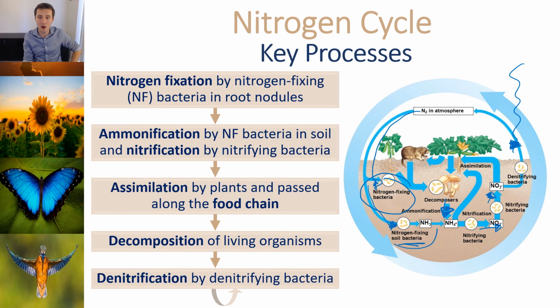So looking at the key processes, you get nitrogen fixation by nitrogen fixing bacteria in root nodules. You also get nitrogen fixing soil bacteria undergoing this process of ammonification, and then these nitrifying bacteria convert it to a form that is usable. That is assimilated or taken in by plants, passed along the food chain. When these plants and animals die, it's returned to the soil, and this whole process continues over and over. And you can see how that is a cyclic process there.